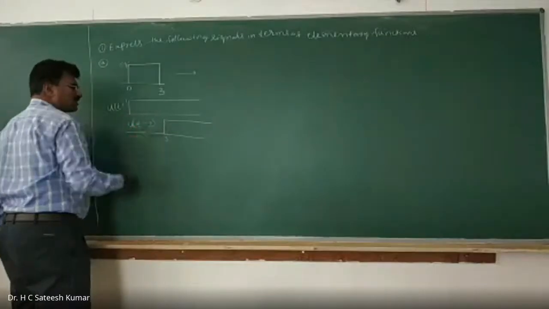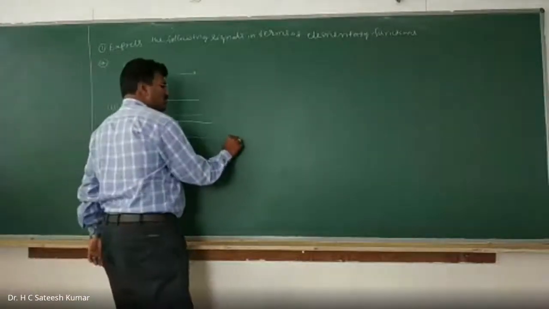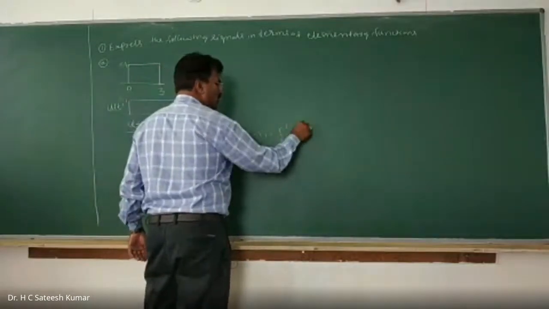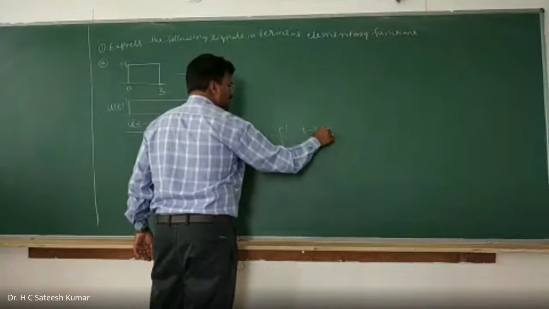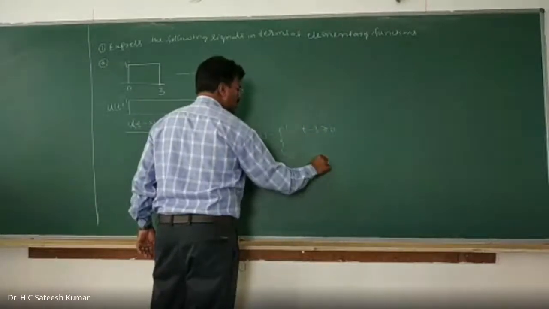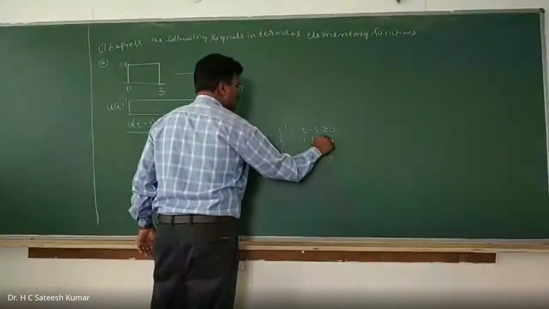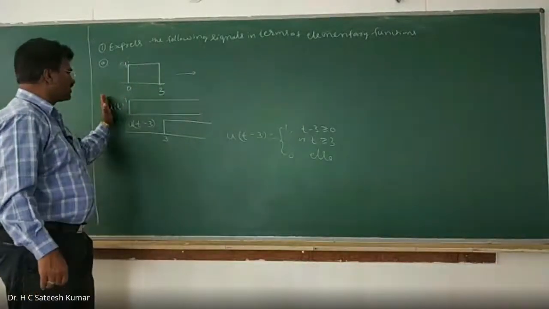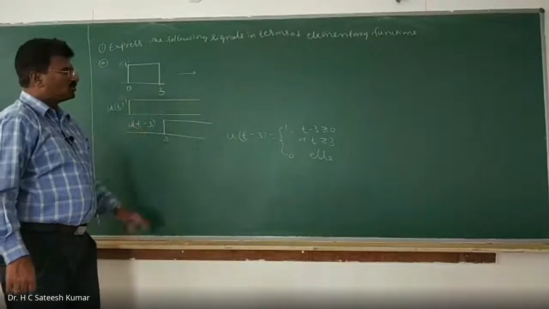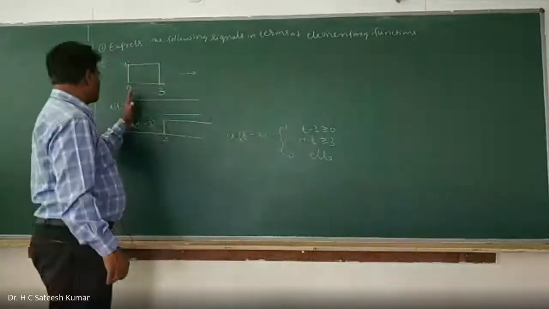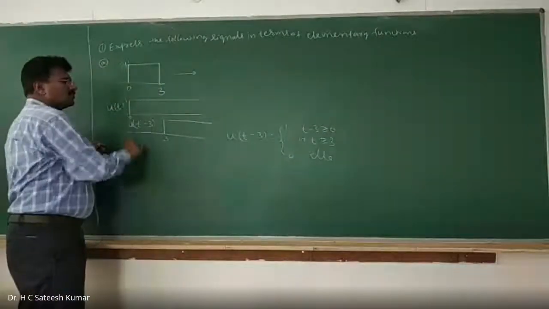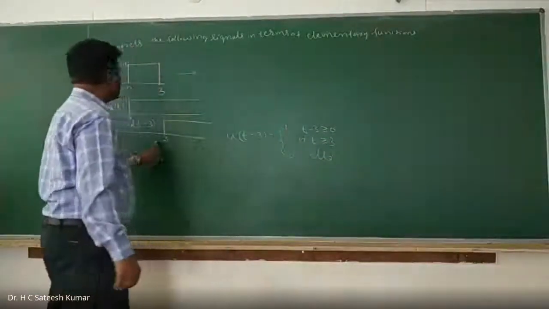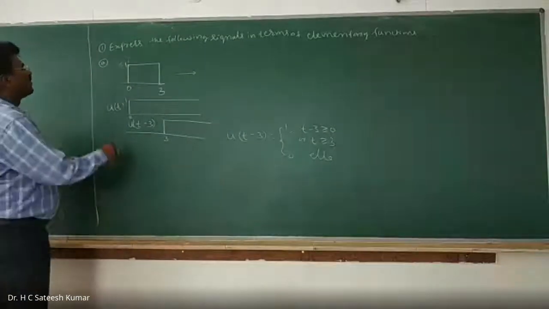What is u of t minus 3? Its value is equal to 1 for t minus 3 greater than or equal to 0, that is t greater than or equal to 3, and 0 elsewhere. That means u of t minus 3 is u of t shifted right by 3 units. So u of t plus 3 means u of t shifted left by 3 units. Now you are starting from 3 up to infinity, its value is 1. Now you subtract these two.